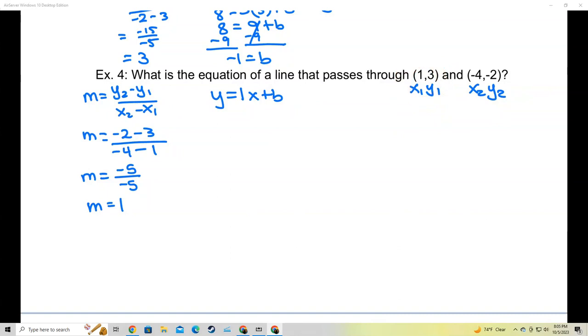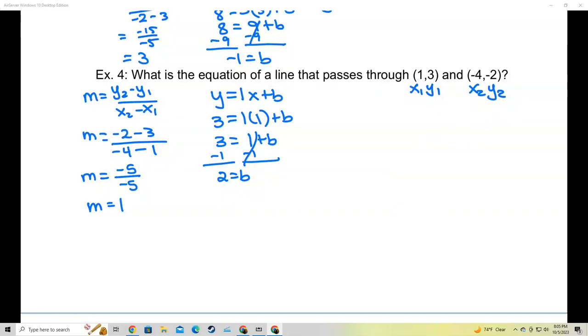So I know my y is 3, equal to 1 times, what's my x? My x is 1, plus b. 3 equals 1 times 1 is 1 plus b. Subtract 1 from both sides. 2 is equal to b. Don't stop there. Write the equation now that you know your slope and your y-intercept. Put it in slope-intercept form.